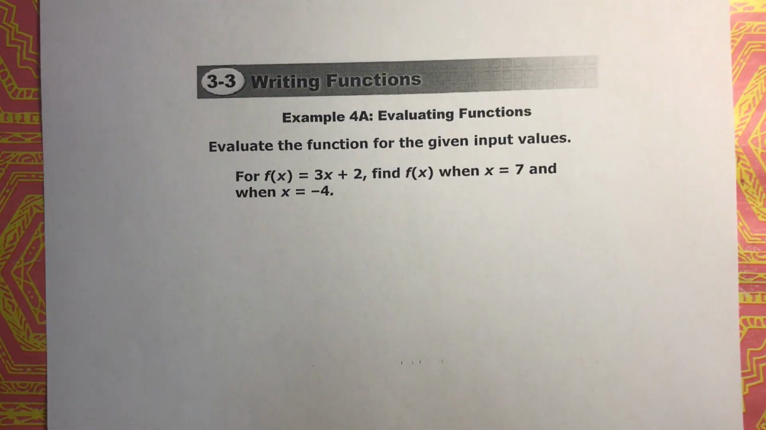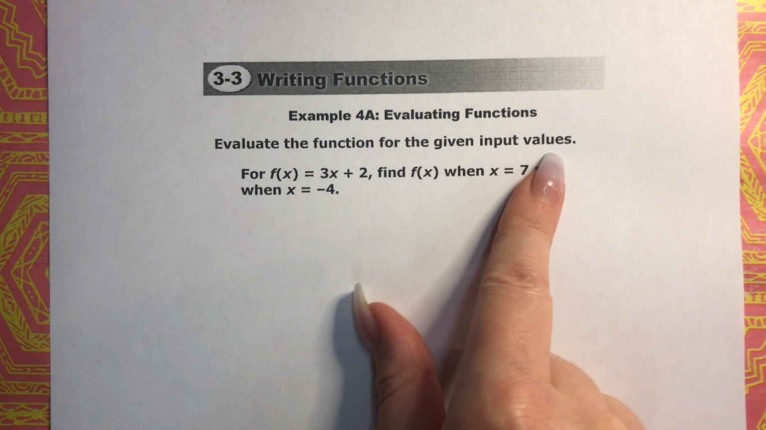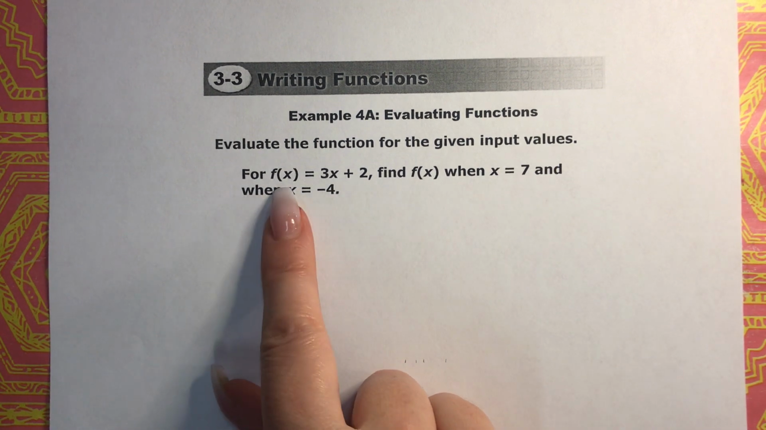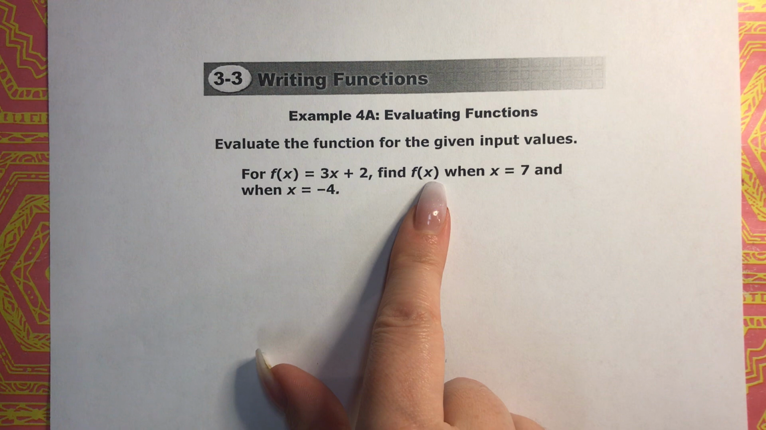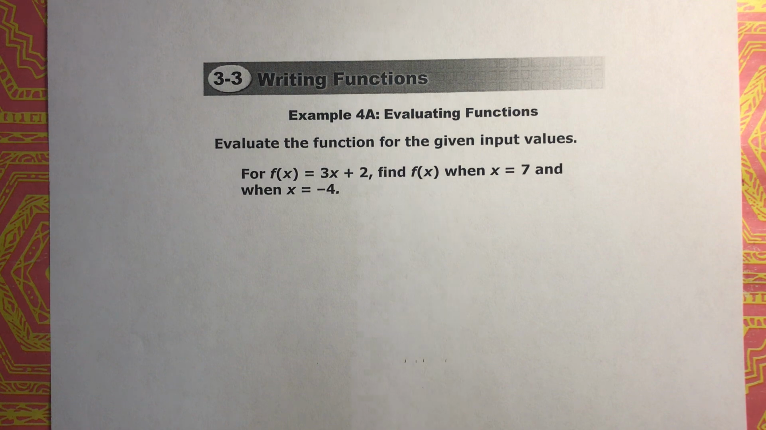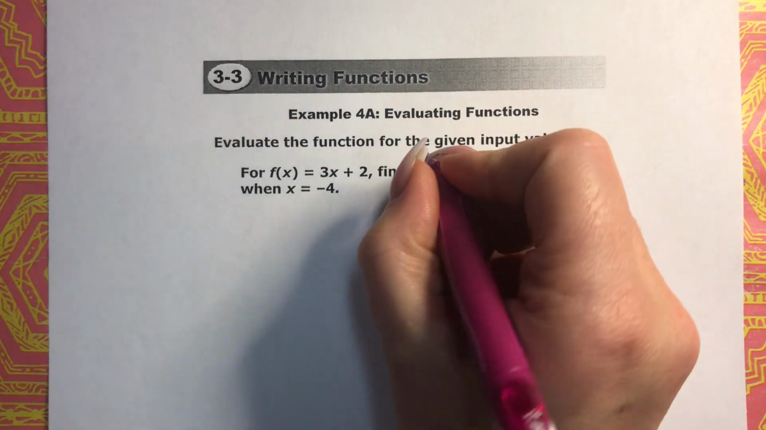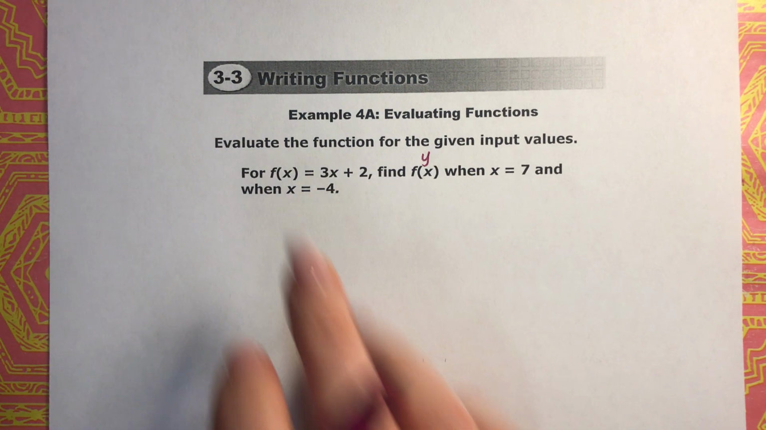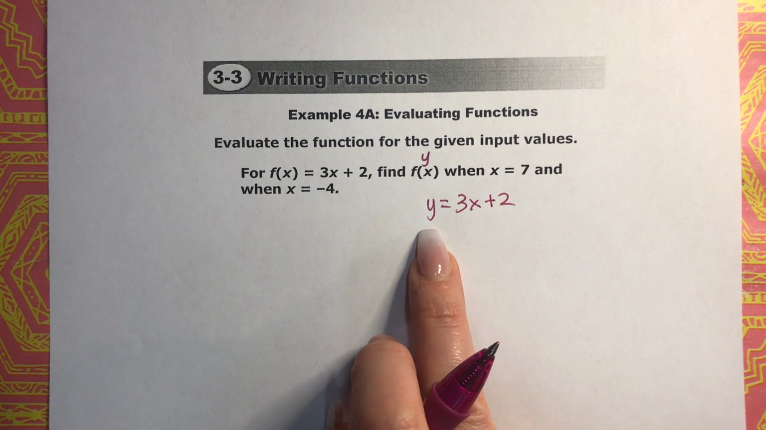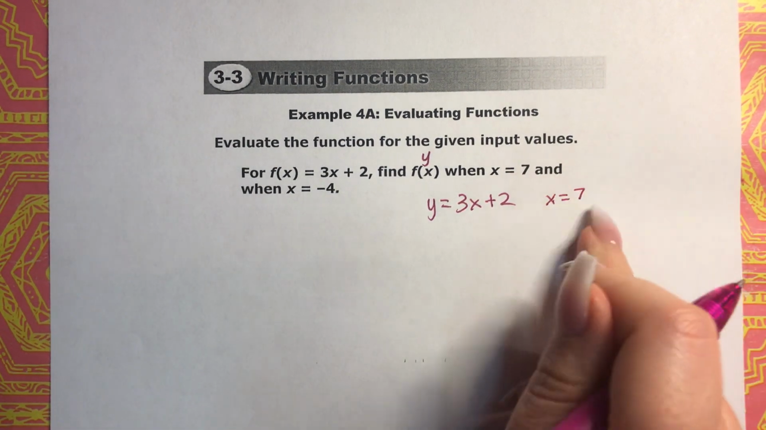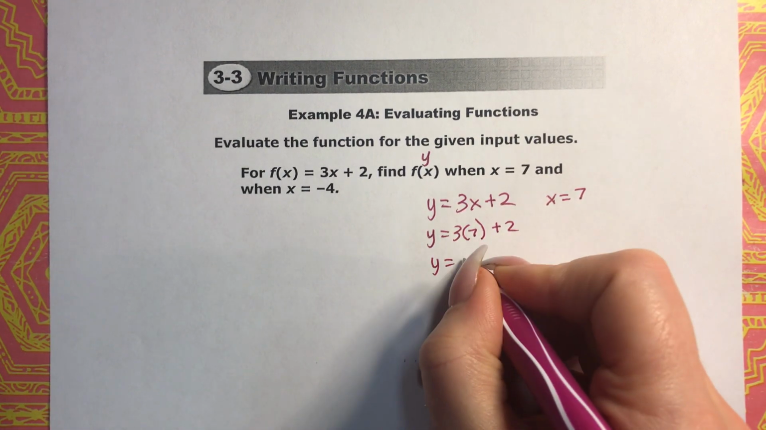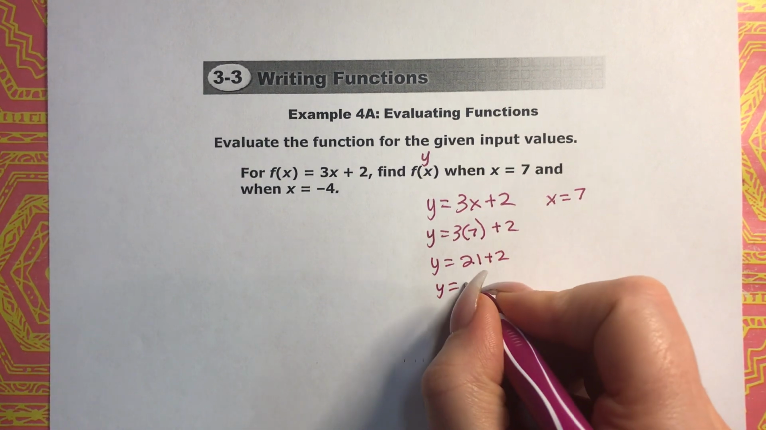So for 4a, what we're going to do is evaluate the function for the given input values, right? So we're going to put values into this function. So the first, f of x equals 3x plus 2. Find f of x when x equals 7 and when x equals negative 4. So basically, when it says find f of x, it's telling us to find y. So if it was an equation, we would go y equals 3x plus 2, and figure out what y is. Well, what would we do? When x is equal to 7, you substitute 7 in, right? And then you end up with 21 plus 2, which means y equals 23.